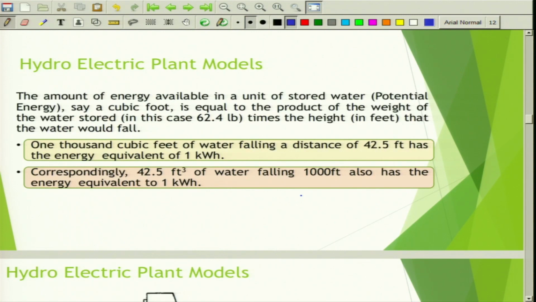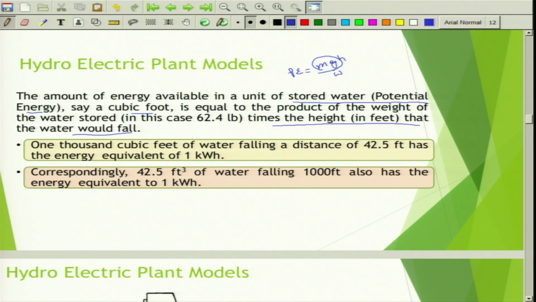So let us try to understand some figures. The amount of energy available in a unit of stored water, the potential energy, say of a cubic foot, is equal to the product of the weight of the stored water times the height that the water would fall. It's a basic formula. Potential energy is nothing but mass into gravity into height, right? This is nothing but your weight. Weight is nothing but mass into gravity, right?